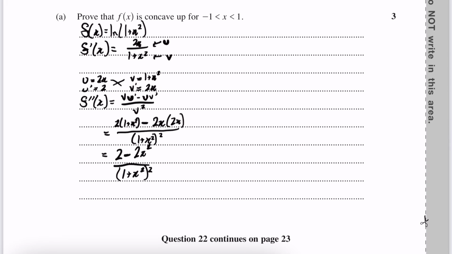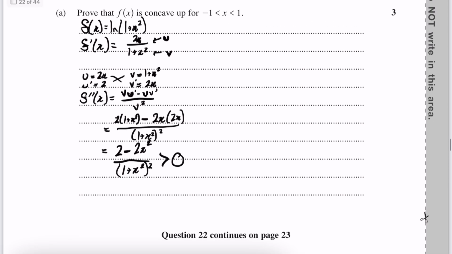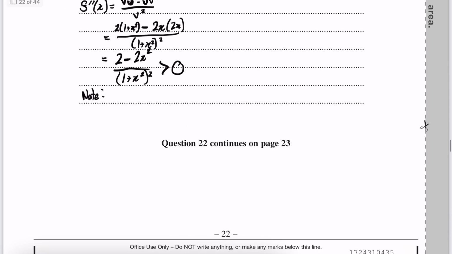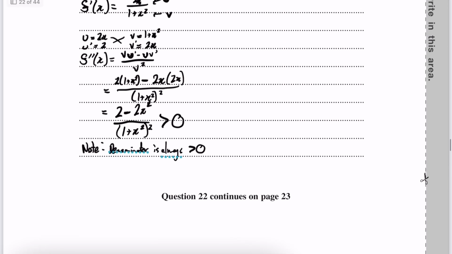So what we need to understand is that this graph, f of x, is concave up when this is greater than 0. When the concavity is positive, that means we're concave up. What we should note is that the denominator is always positive. So for every x, it's always going to be positive. And the reason why is because all of that is getting squared. So whether our term here is positive or negative, that's going to be decided by our numerator.